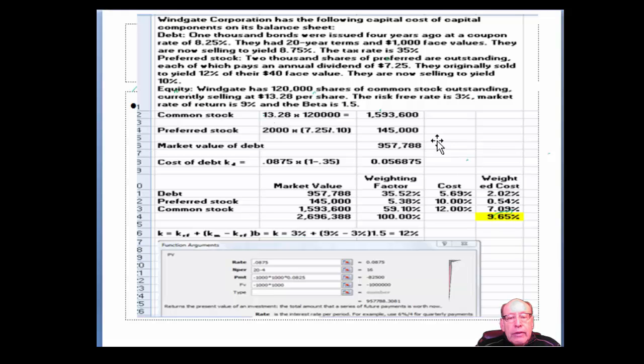So we have our three components of capital cost, and then the next thing we have to do is figure out, or we should have done it already, we have to figure out our cost of debt.